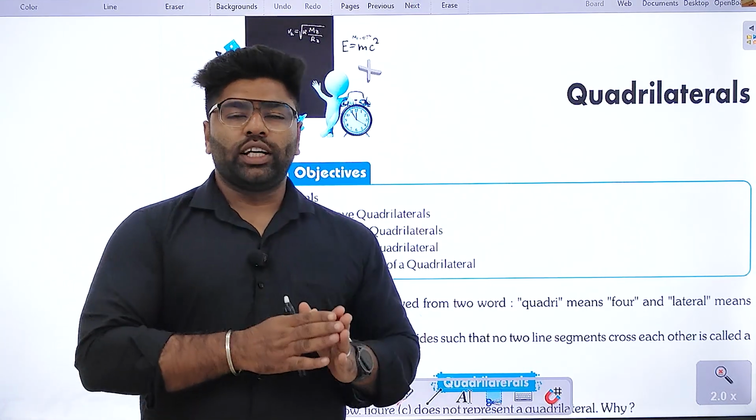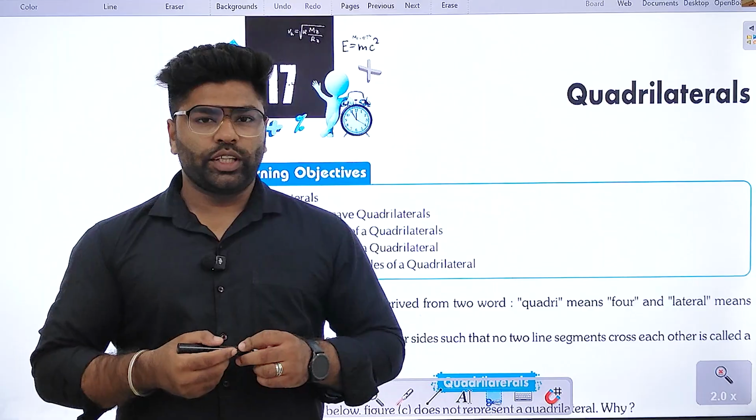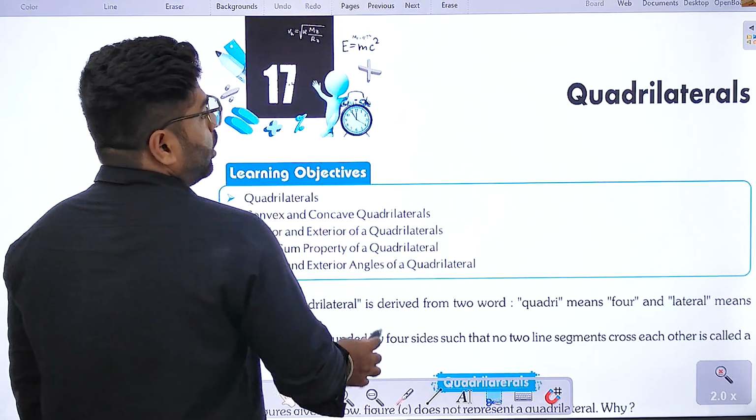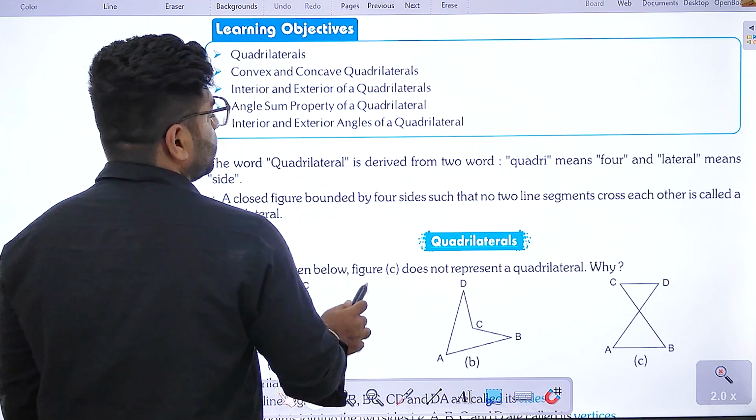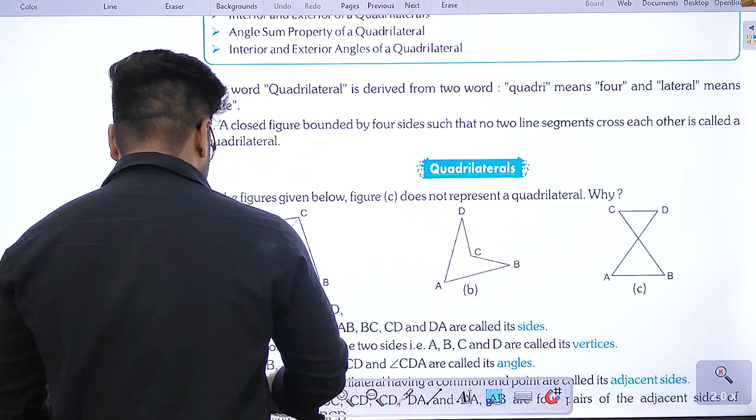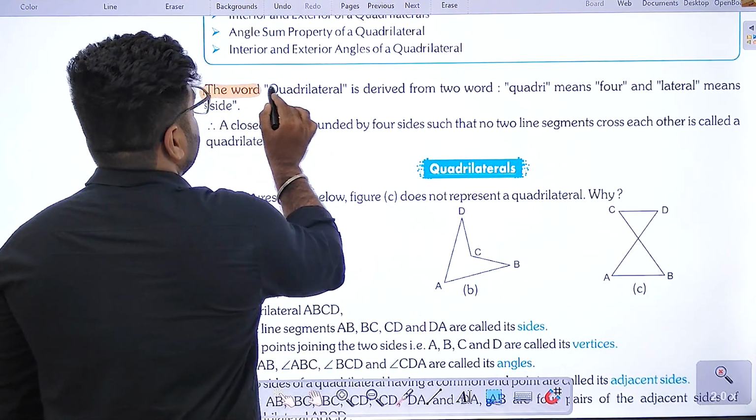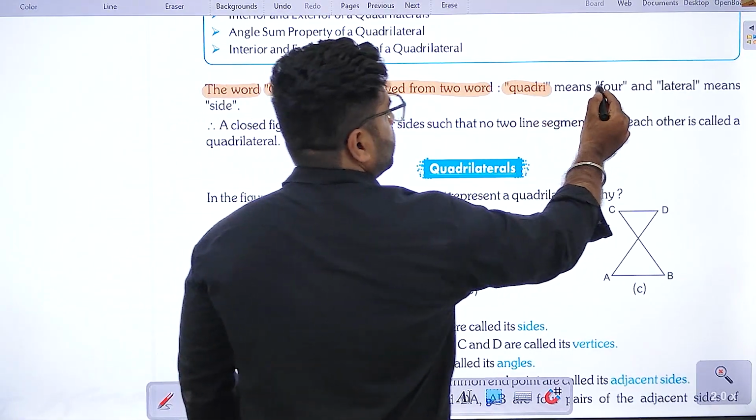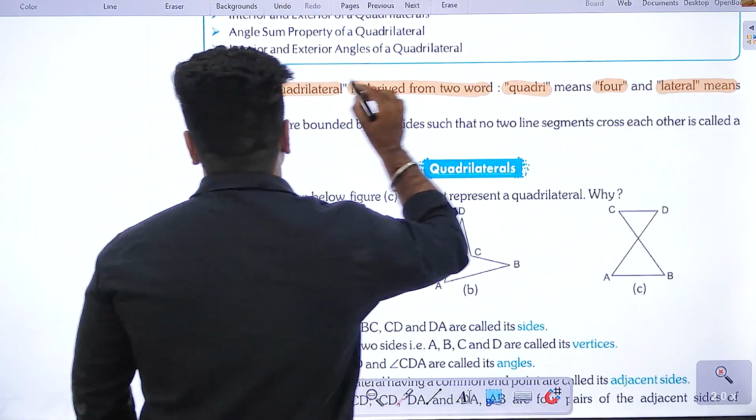तो हम यहाँ पे क्वाड्रिलेटरल्स के बारे में पढ़ेंगे और उसकी प्रॉपर्टीज को देखेंगे। चलिए स्टार्ट करते हैं अपना टॉपिक। ओके, तो यहाँ पर आते हैं हम क्वाड्रिलेटरल्स पर। तो सबसे पहले हम यहाँ पर देखते हैं क्वाड्रिलेटरल्स की डेफिनेशन। The word quadrilateral is derived from two words, that is quadri means four and lateral means sides.